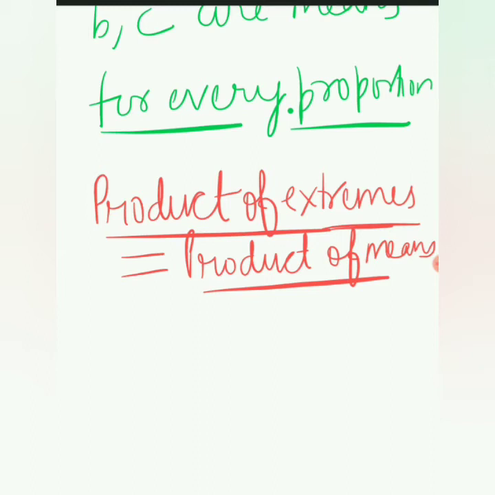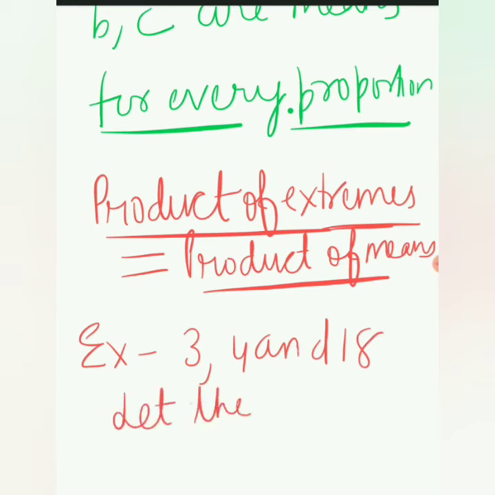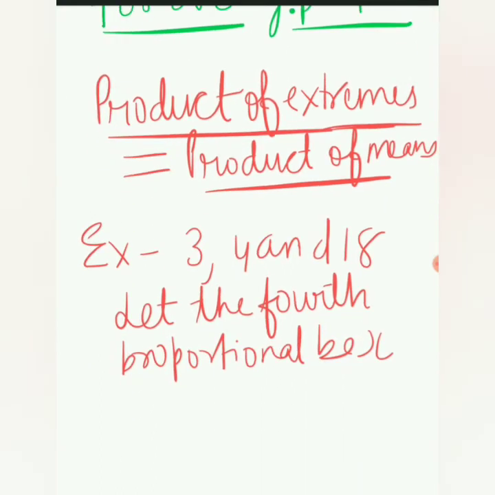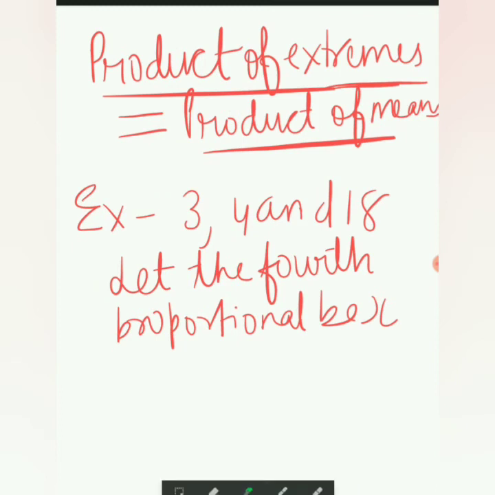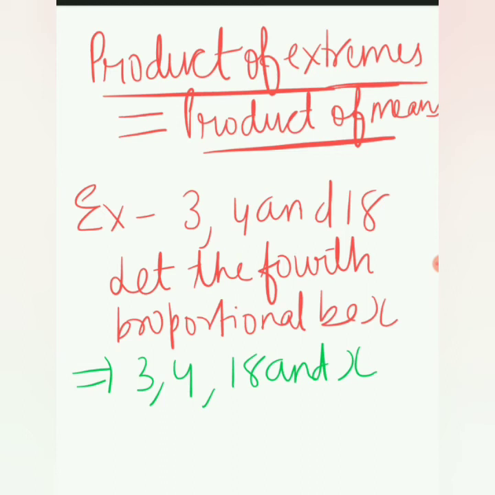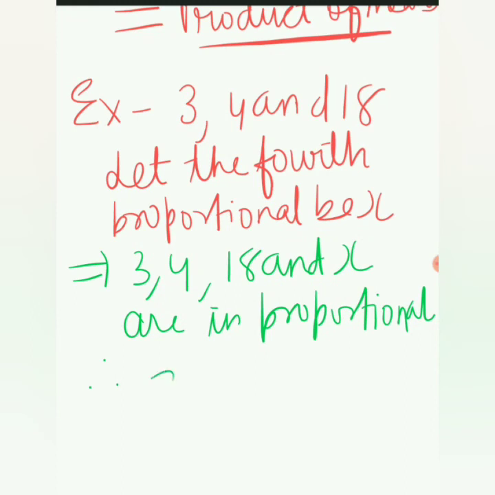Now let's solve. Let's take an example. Consider an example: let's find the fourth proportional of 3, 4 and 18. Now see here, only three terms are given. So it means we have to suppose the fourth proportional to be x. That we have to consider. Now we have to form that 3, 4, 18 and x are in proportion.